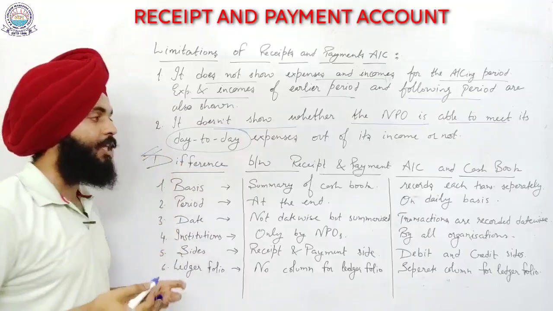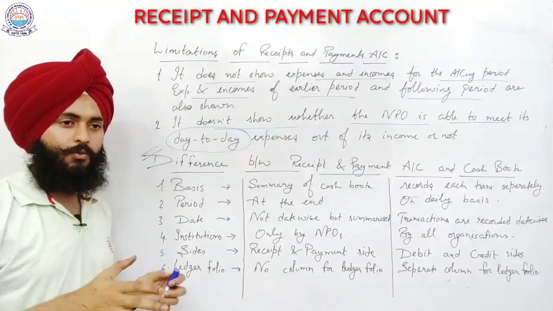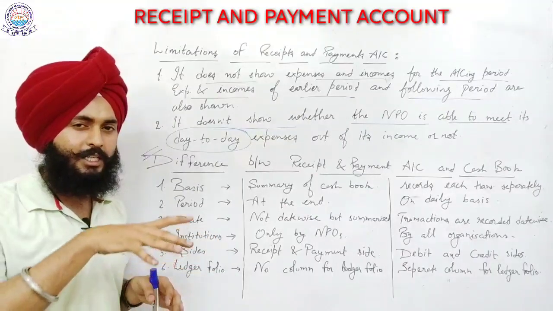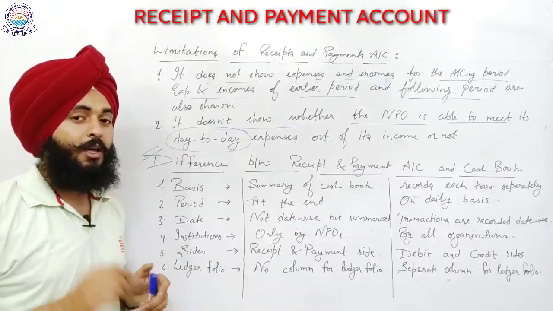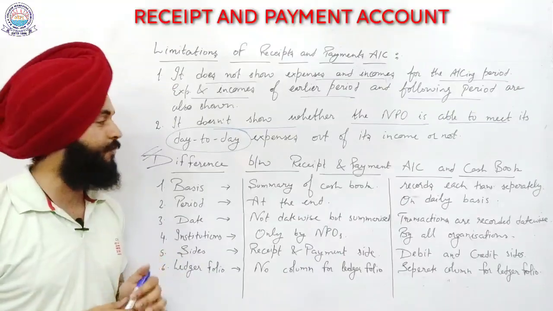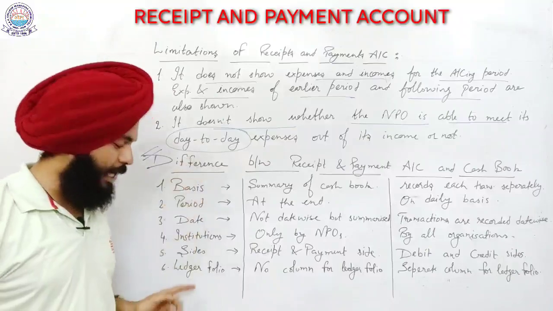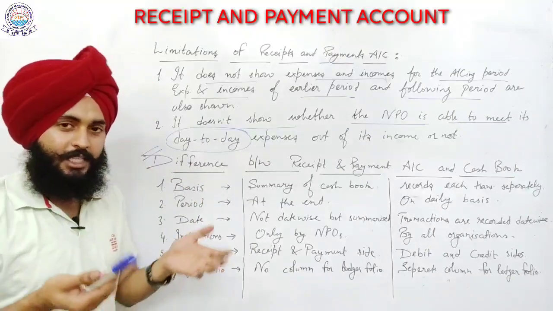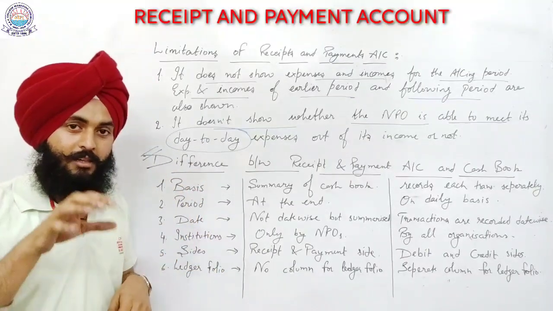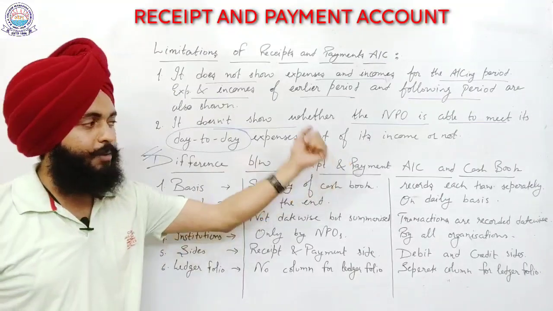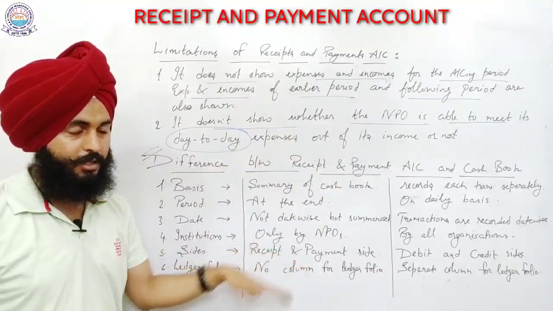Now what else? This is a very important thing. As we have been saying from the beginning, a receipt and payment account is just like a cash account or cash book, but still there is a major difference. There are many differences. It is like a cash account, but still there are differences. Here we are going to discuss the difference between the receipt and payment account and the cash book.